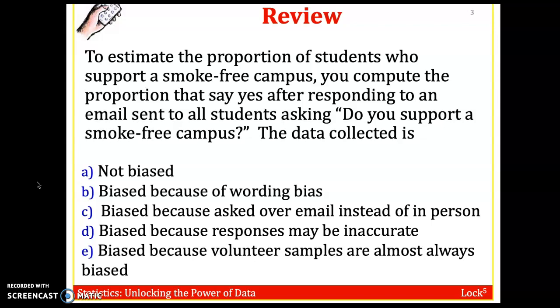All right, let's do a quick review question. To estimate the proportion of students who support a smoke-free campus, you compute the proportion that say yes after responding to an email sent to all students asking, do you support a smoke-free campus? The data collected is: not biased; biased because of wording; biased because asked over email instead of in person; biased because responses may be inaccurate; biased because volunteer samples are almost always biased. All right, what do you think?